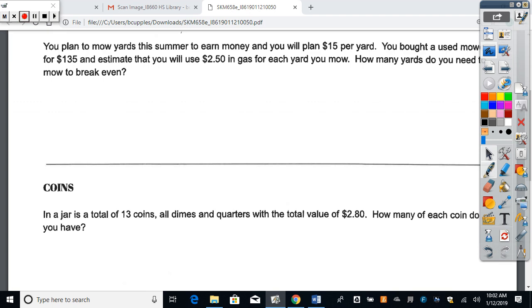So in looking at the very first one, it says break even. Now, I'll explain what that means in just a second, but let's read the problem here. It says you plan to mow yards this summer to earn money, and you will earn $15 per yard, okay? You bought a used mower for $135 and estimate that you will use $2.50 in gas each yard you mow. How many yards do you need to mow to break even, okay?